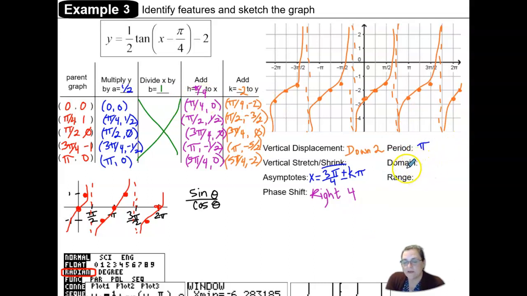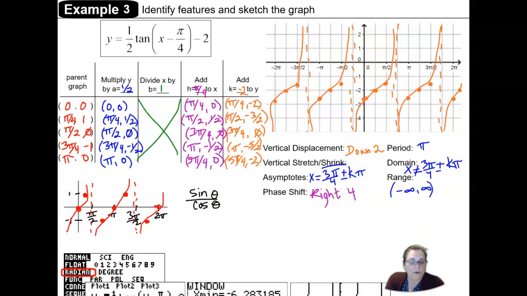The domain is all real numbers except where the function is undefined, and that's at the vertical asymptotes. So x is not equal to 3 pi over 4 plus or minus k times pi. And the range is the same for all tangent and cotangent graphs. It's negative infinity to positive infinity. That's our set of all real numbers.